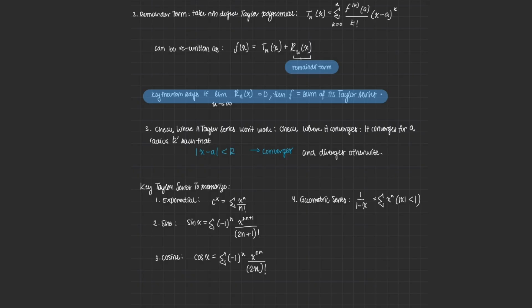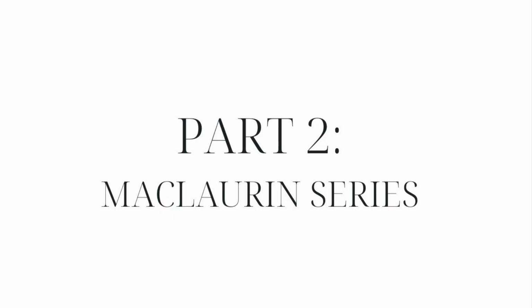Another important note is that a Taylor series does not always work everywhere. You must actually check where it converges. The key idea is that there exists a radius r such that it converges for the absolute value of x minus a less than that number r, and that it diverges otherwise. Finally, below, I've attached some key Taylor series that you should memorize when doing practice problems.